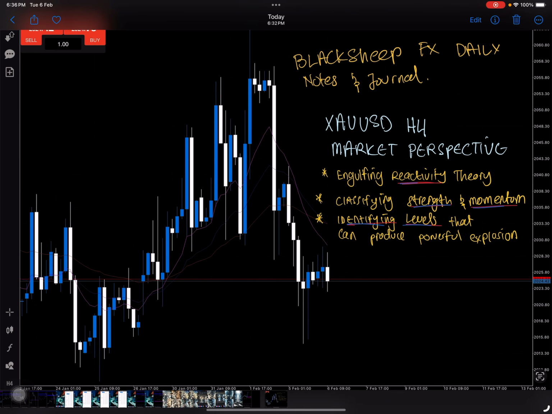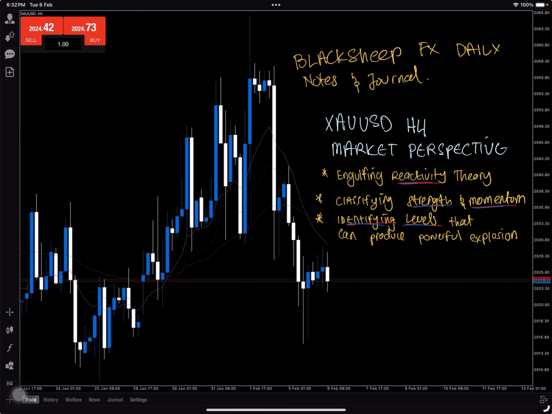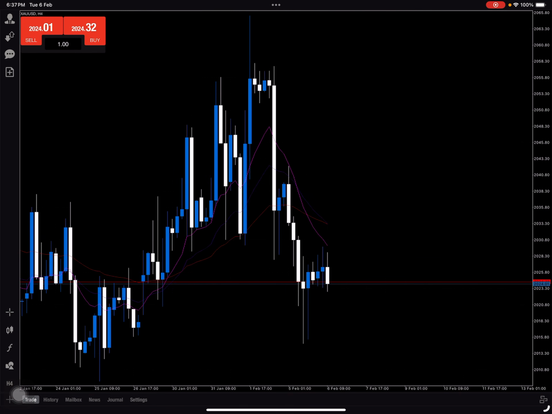So when you want to do this right, first what I like to do is list down the things that I'm looking for, depending on case to case scenario. Number one, what I'm looking for is the engulfing reactivity theory. Number two, I want to also classify its strength and momentum. And number three, I also want to identify the levels that can produce powerful explosion. So within these three, only then I jump into the chart with a clear mind, knowing what I'm trying to look for. So let's begin with going down to the chart.